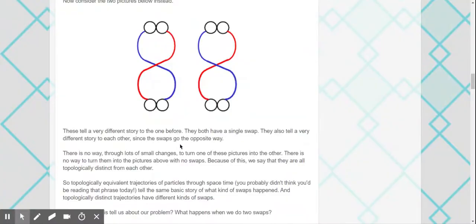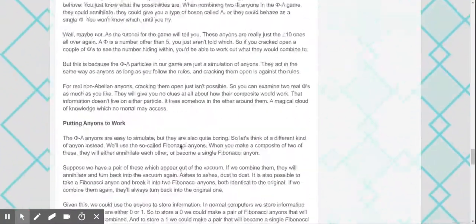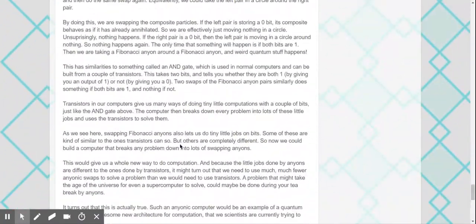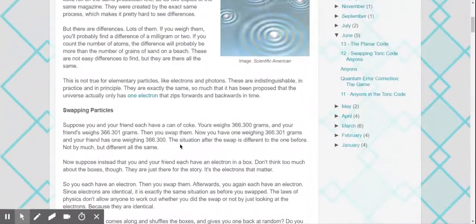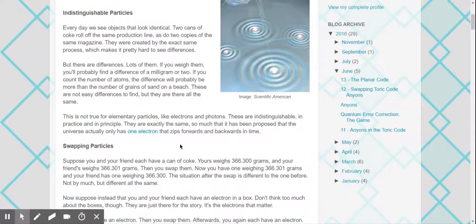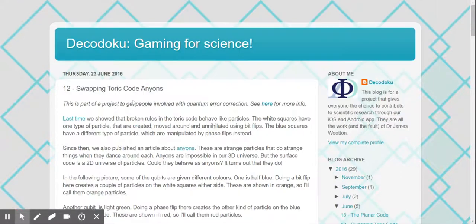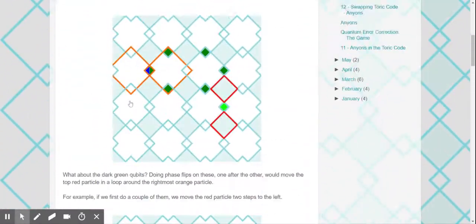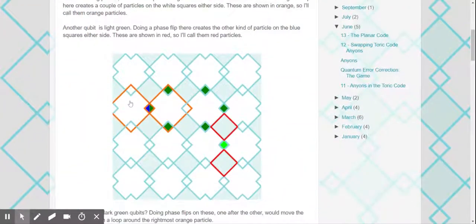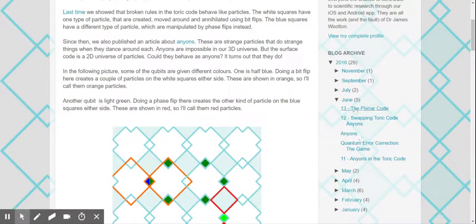So this is sort of explaining what these anyons are, which is basically something that doesn't exist in our universe, but it describes a certain behavior that happens when you go down to 2D. So let's see what's in here. It goes all the way to 13, the planar code.